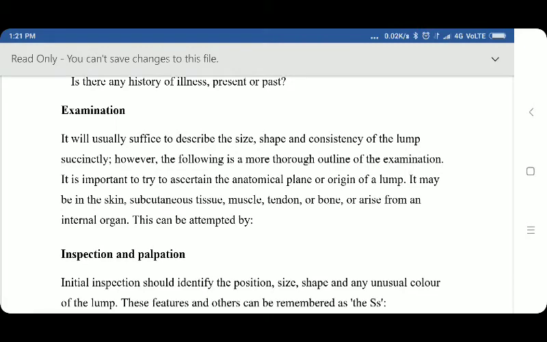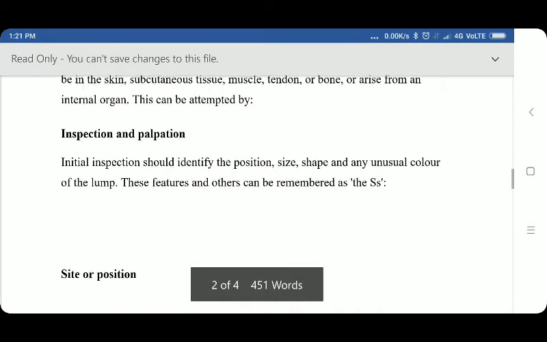Then, examination of a swelling or lump. It will usually suffice to describe the size, shape and consistency of the lump succinctly. However, the following is a more thorough outline of the examination. It is important to try to ascertain the anatomical plane or origin of the lump. It may be in the skin, subcutaneous tissue, muscle, tendon, or bone, or arise from an internal origin. This can be attempted by inspection and palpation.